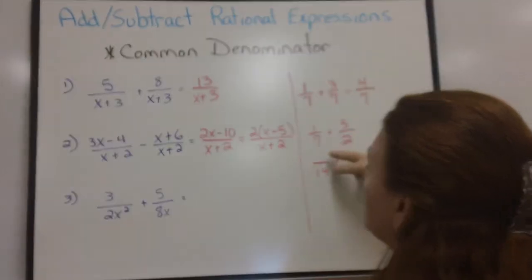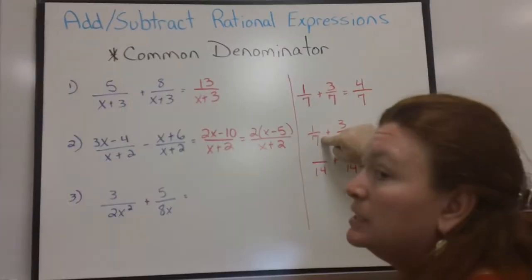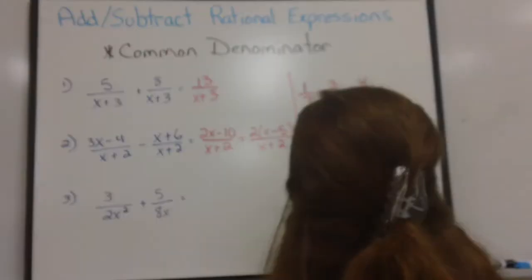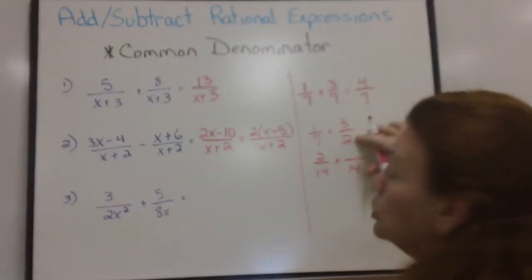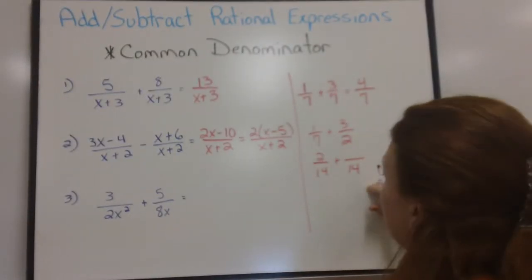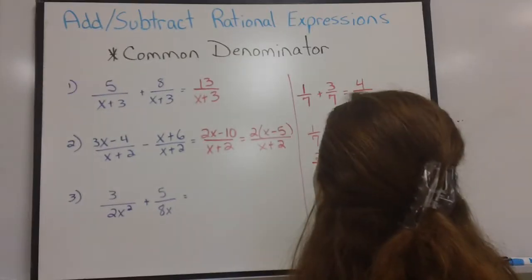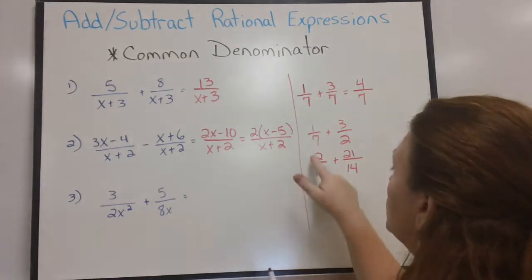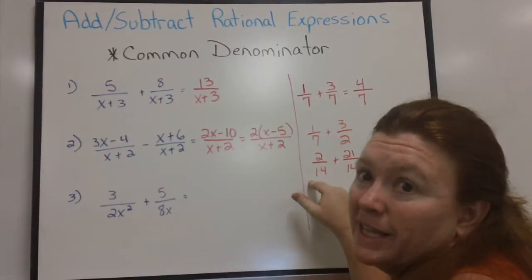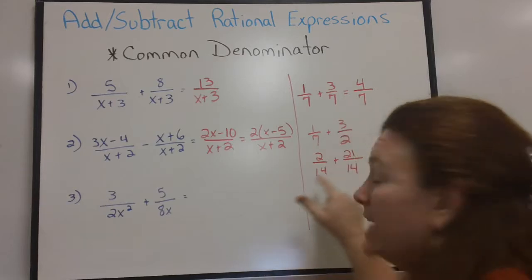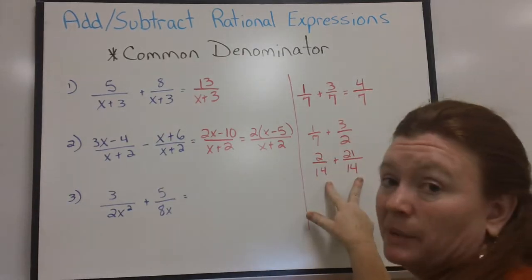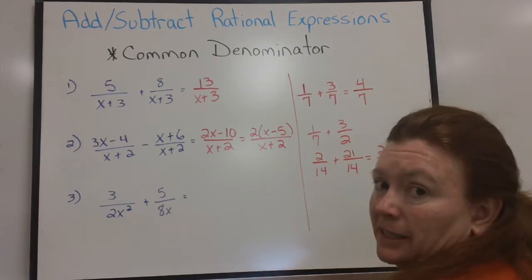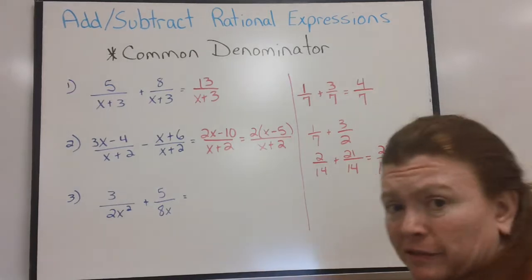So I just need to rewrite this in a different form. Well, 7 times 2 gives me 14. So 1 times 2 gives me 2. 2 times 7 gives me 14. So 3 times 7 gives me 21. Now I have rewritten these two fractions. Could you reduce this? Yes. What would it give you? 1/7. I don't want to do that right now. I still need to add them first. I need them to have a common denominator so that I can add them and get 23/14.